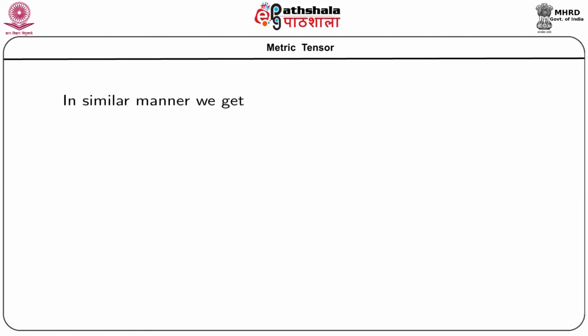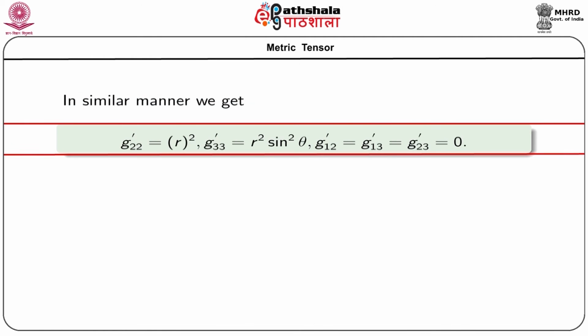In a similar manner, we can calculate g dash 22, which comes to r square, and g dash 33, which is equal to r square sin square theta, and the other g dash ij's are 0, that is, g dash 12, g dash 13 and g dash 23 are all 0.